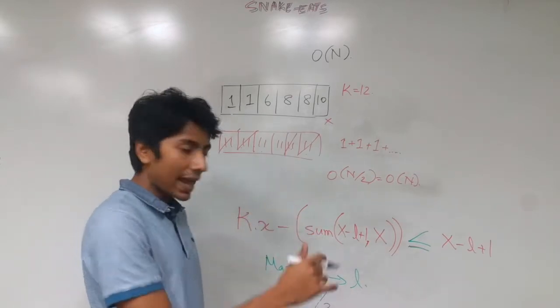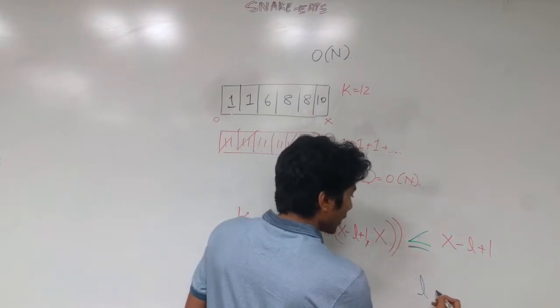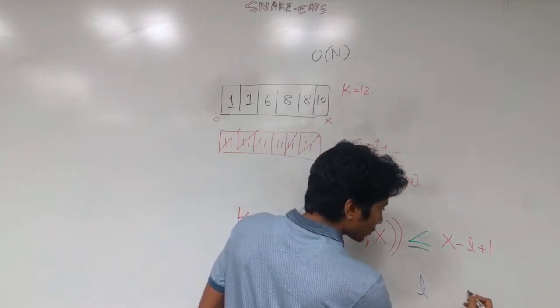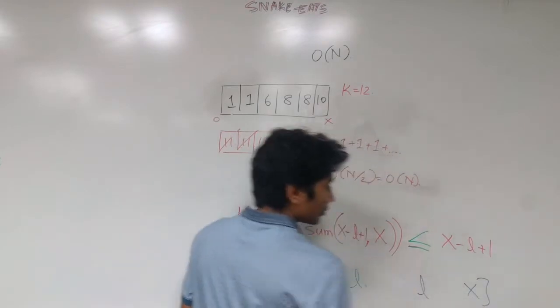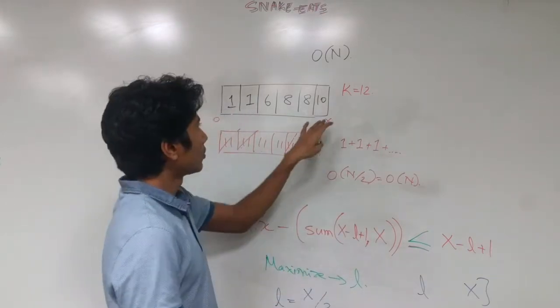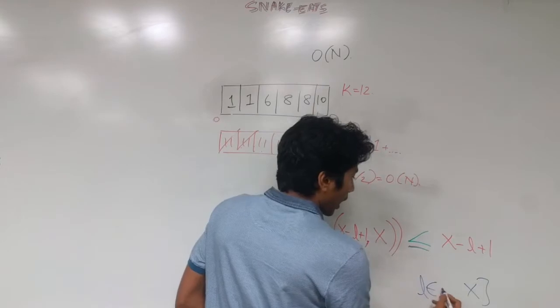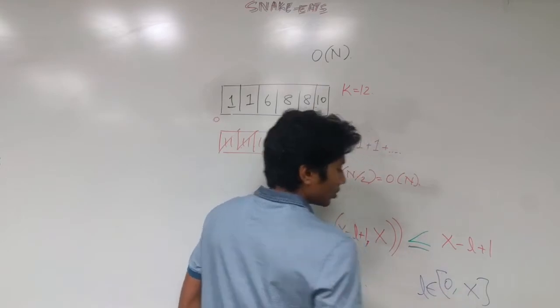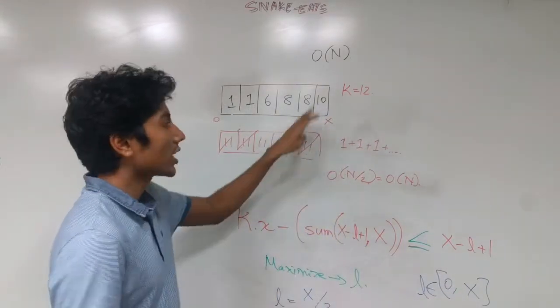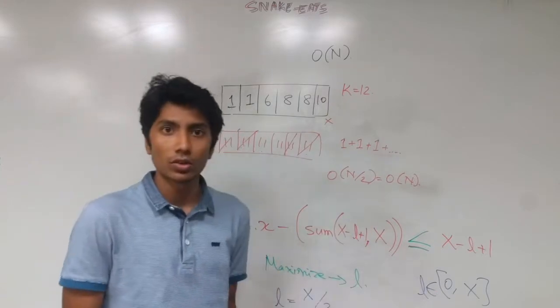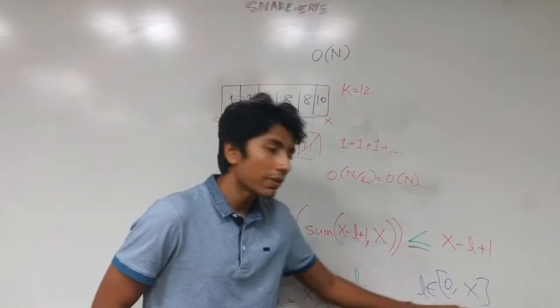The maximum that L can reach, by the way, is x. You know, all elements could be in the range. That's the maximum that L can reach, small l. And the minimum that it can reach is 0. None of the snakes can reach k. So the range is 0. So this is the range that we are playing with.